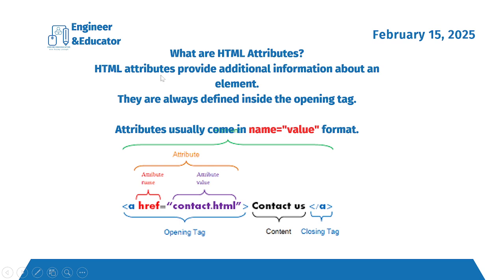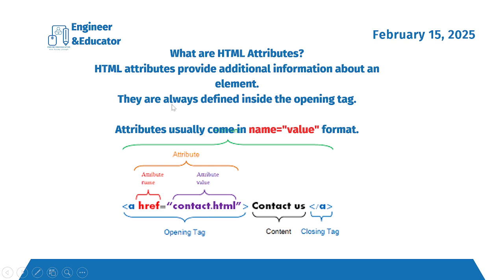Then if there is an attribute inside the opening tag, it has a function: to provide additional information about the element. Here, if we are using the A tag, it is giving additional information about this anchor tag, that this anchor tag will take the user to this page. This is another HTML page. The A tag is shown here. A href is equal to contact.html. Move to this page.